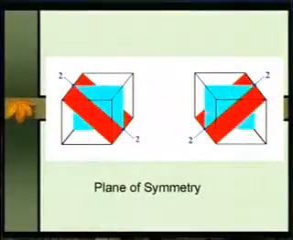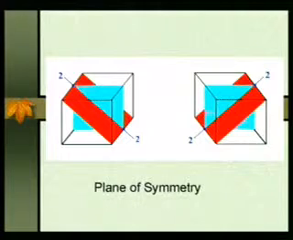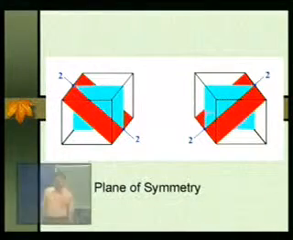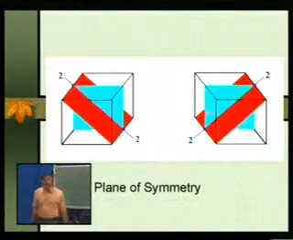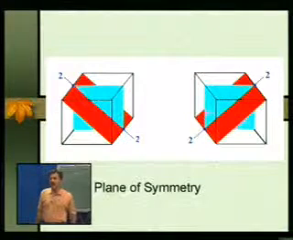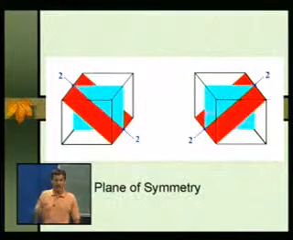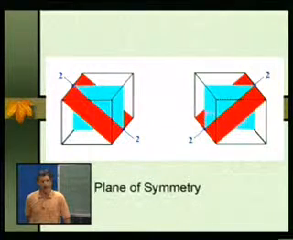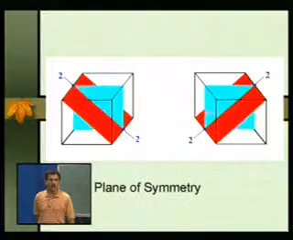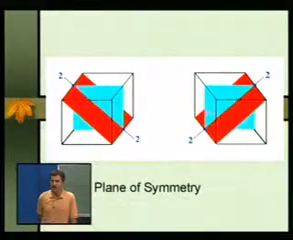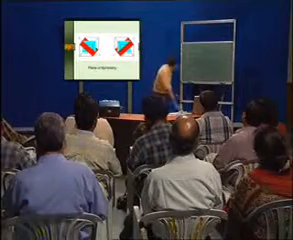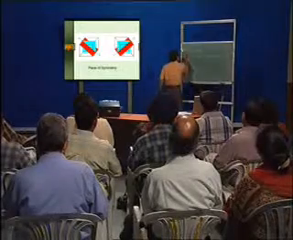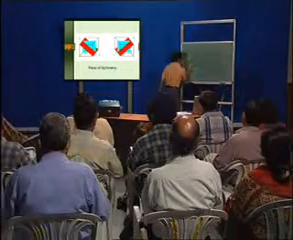Similarly, in the diagram we have shown a cube, and if we join diagonally the opposite ends, this plane is dividing the cube into 2 identical halves, and we say the cube possesses a plane of symmetry. So it can have many planes of symmetry. We have shown only one plane of symmetry in the cubic structure.